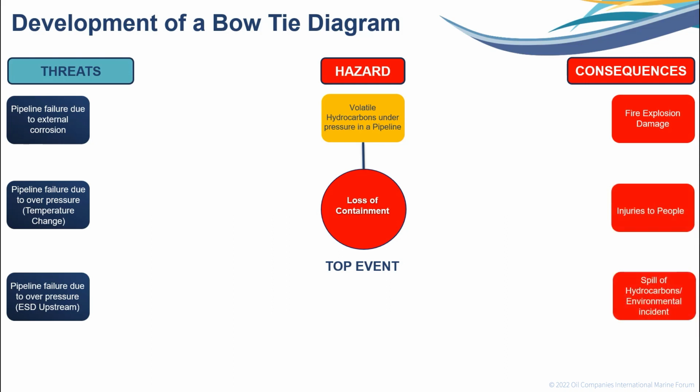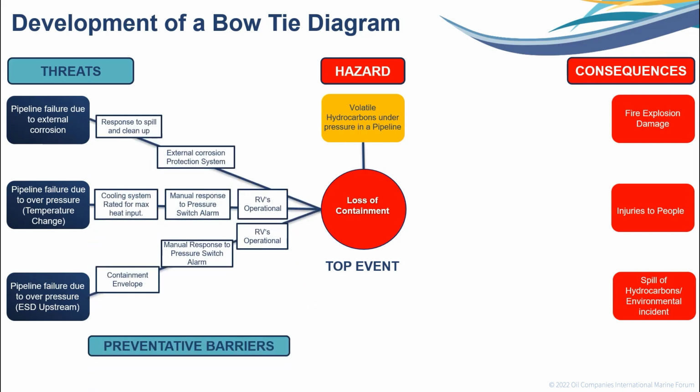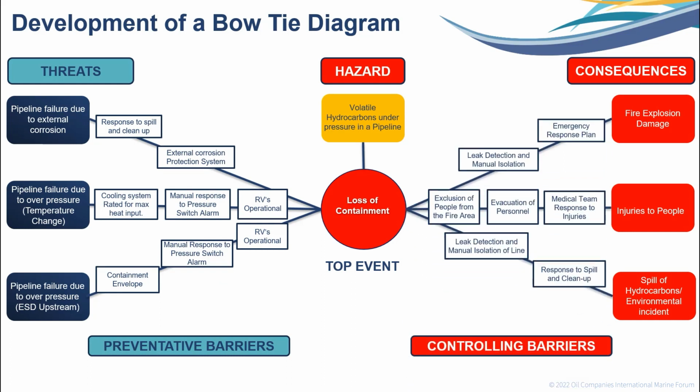After identifying the hazard, the top event, the threats and the consequences, preventative barriers can be identified. The process is repeated for the right-hand side of the bow tie, this time identifying controlling barriers to mitigate the consequences if the event was to occur.